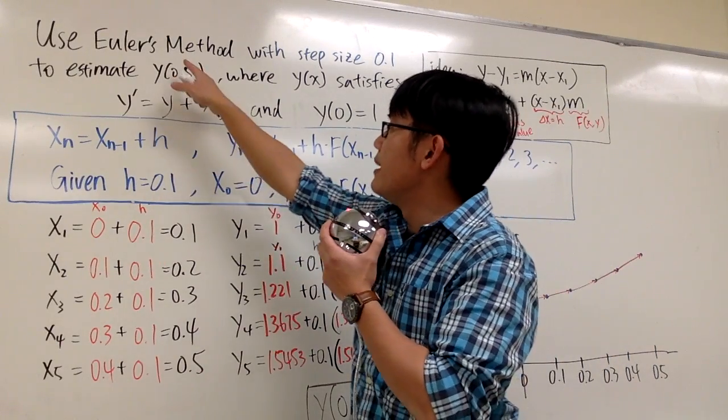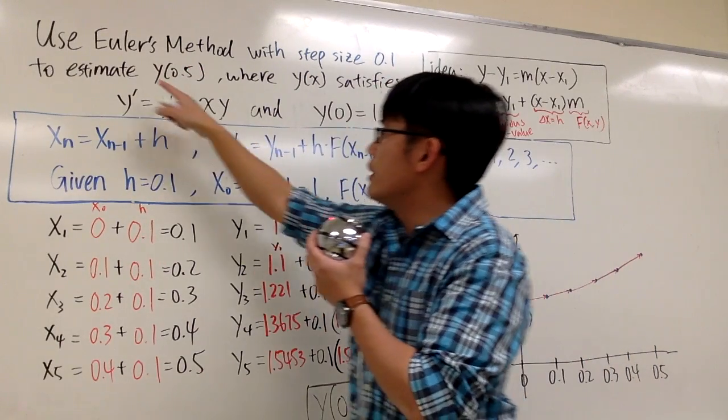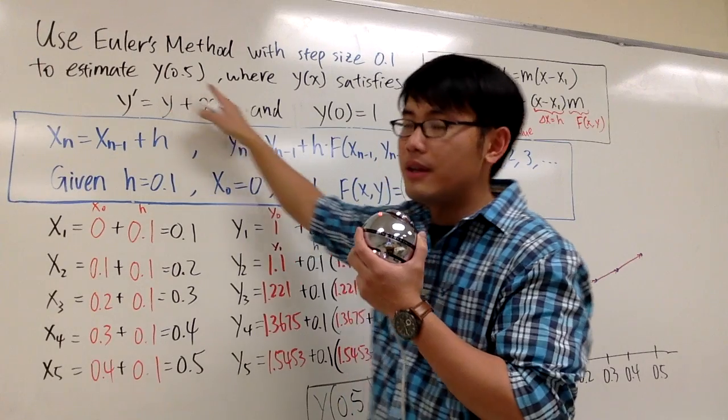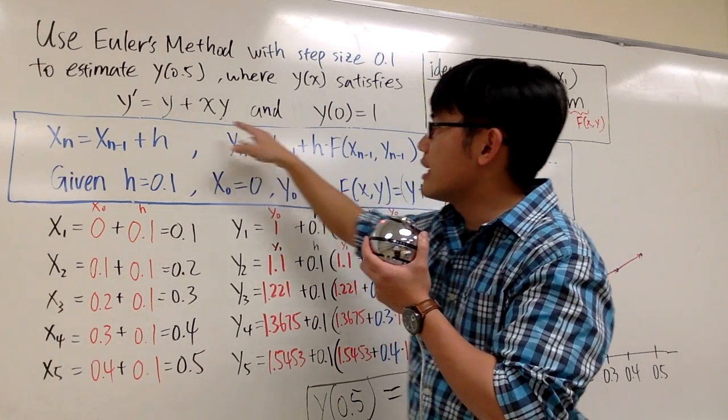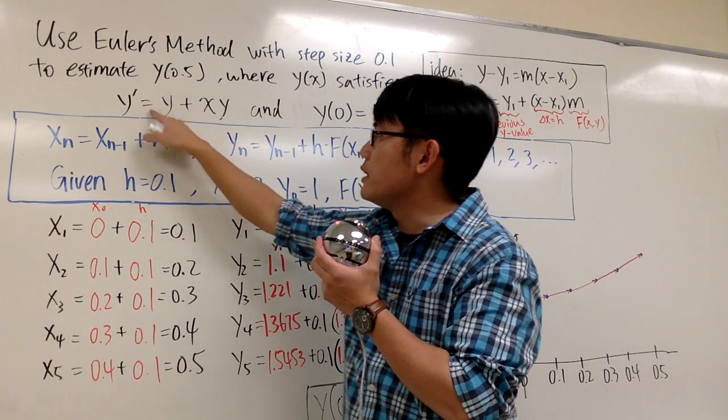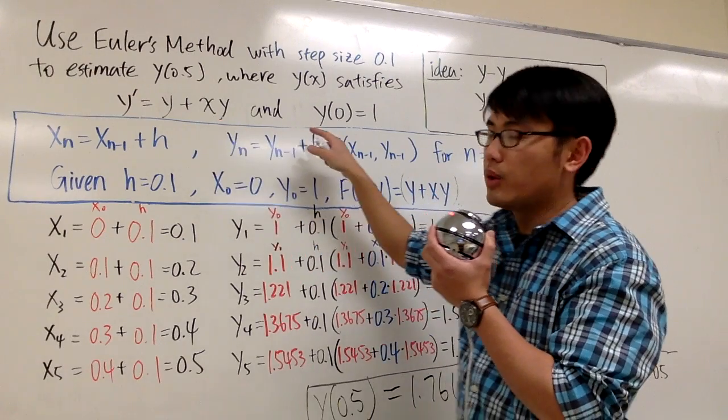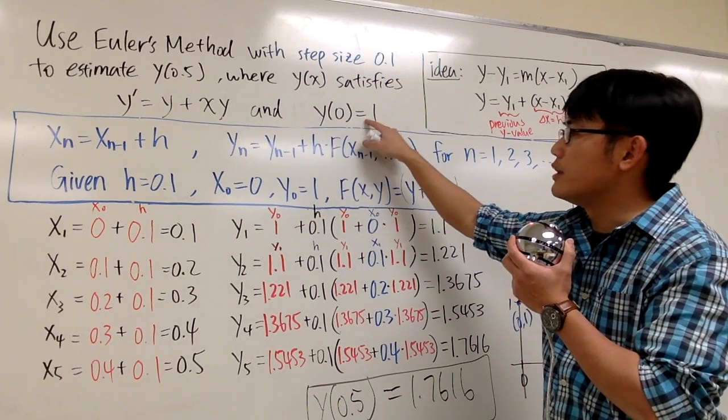We are going to use Euler's method with step size 0.1 to estimate the value for y of 0.5, where y of x is the function that satisfies the differential equation y prime is equal to y plus xy, and then we also have an initial condition y of 0 is equal to 1.